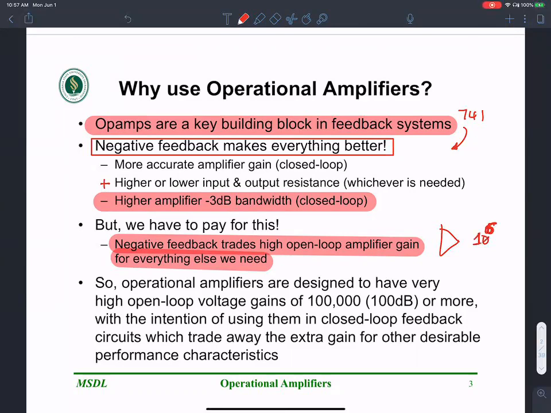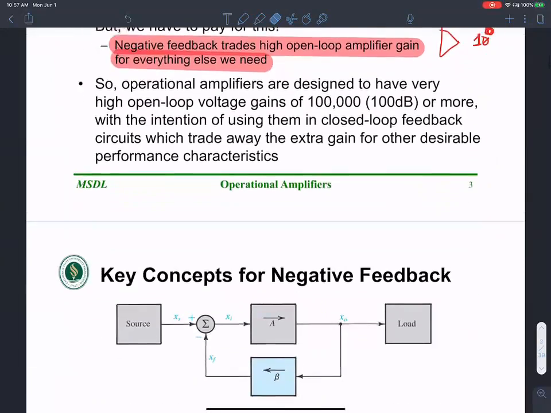Okay, so what you do is you trade that extra gain to receive some advantages in terms of bandwidth and other parameters. Op-amps are designed to have very high open loop gain, 10 to the 5, 100 dB, or 10 to the 6, so on and so forth, with the intention of using them in closed loop feedback configuration. Let me show you what I mean by feedback configuration.